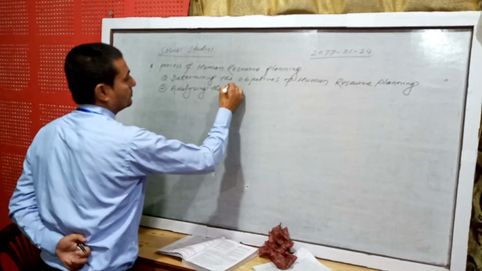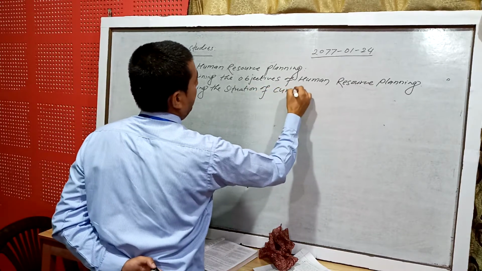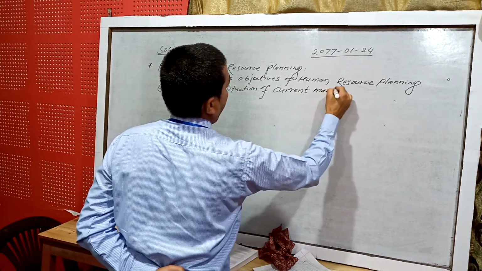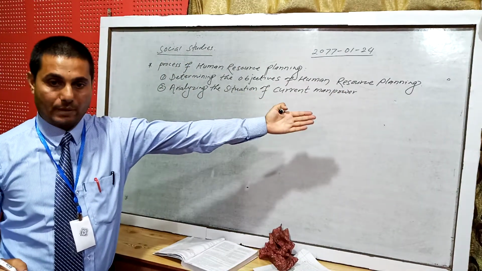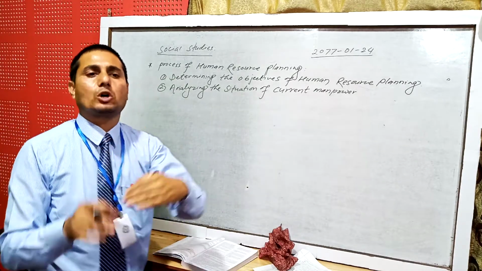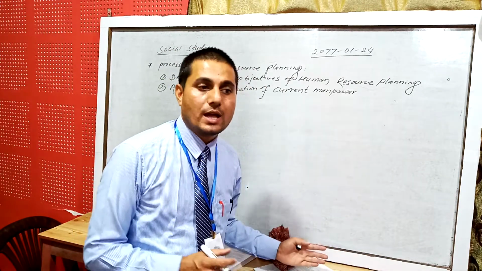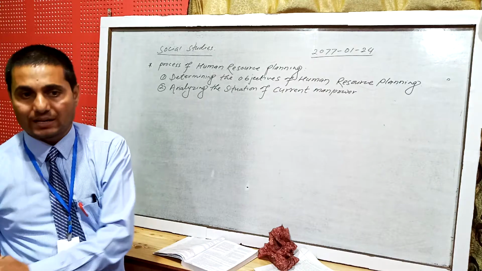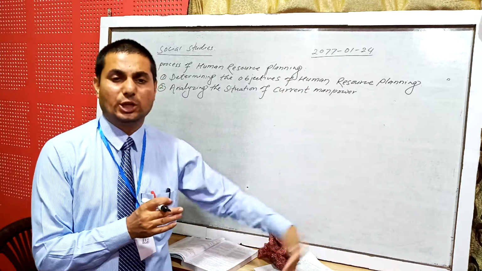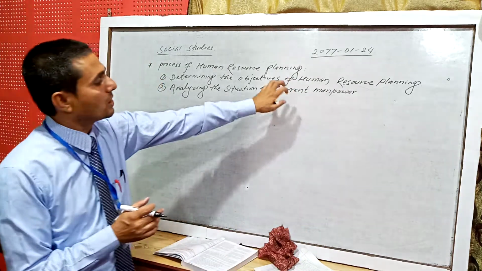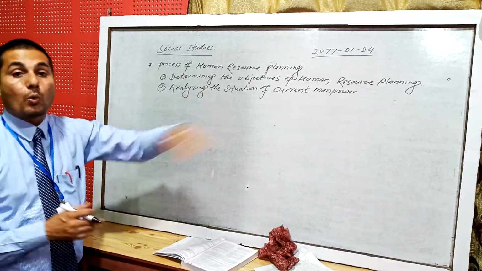analyzing the current situation of the current manpower, or analyzing the situation of the current manpower supply. How many manpowers are employed there? How many manpowers are needed to be added, or how many employees or workers are to be reduced from the institutions or the company or the organizations? So analyzing the situation of the current manpower. What types of manpower are there?